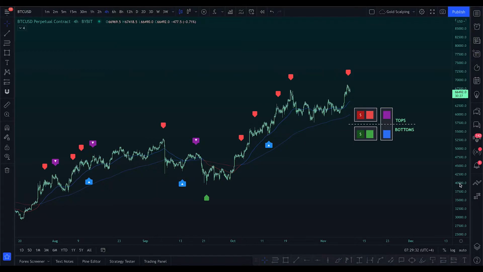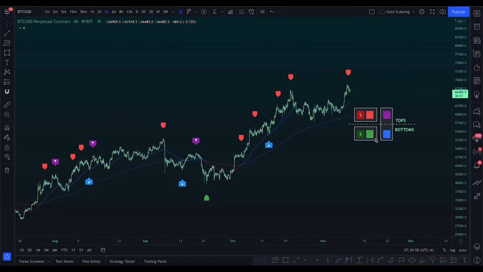This is Crypto Arc, and today we're gonna continue to talk about Thor, my indicator. Here we're gonna talk about the color code, what those labels mean, and how to read them. Here's a legend that you can refer to.